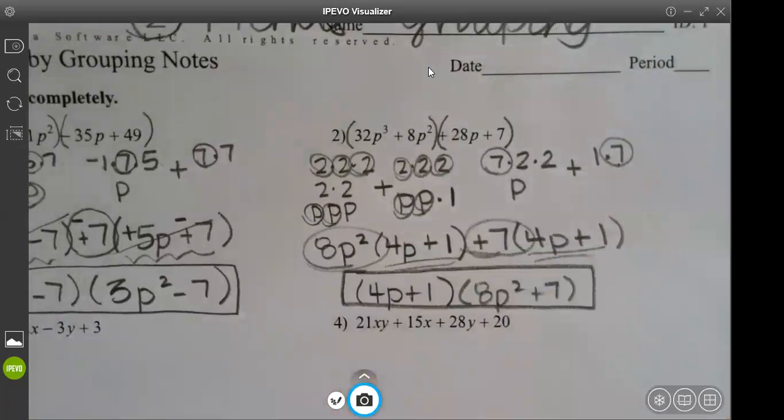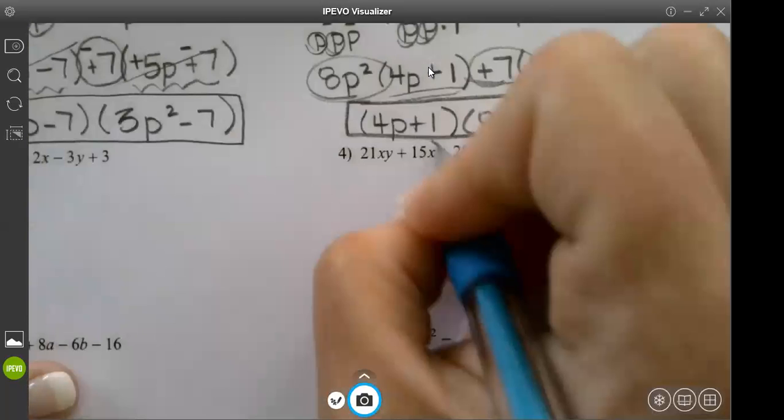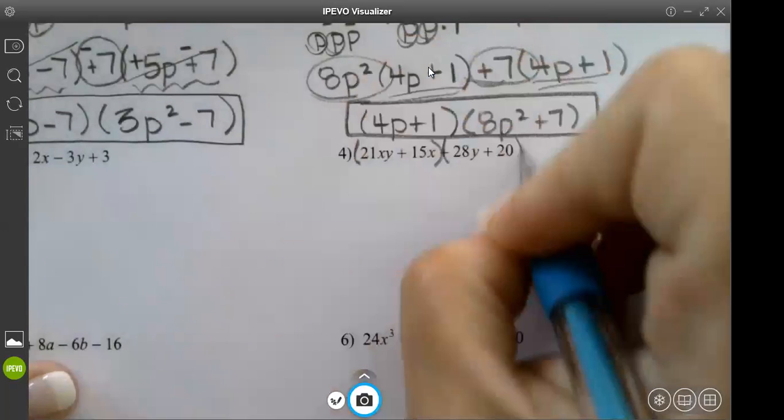All right, I'm going to skip to number 4 because it's all positives. It does have some extra letters in it, but it's exactly the same. So don't stress out because it has more letters. All right. Group the first two. Group the last two.